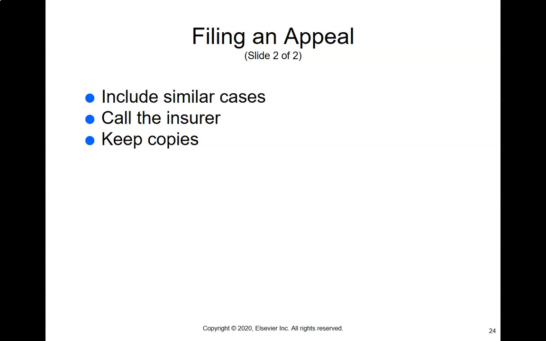Send copies of similar cases with increased reimbursement from the same insurance company, if available, from your insurance company payment history file. Call the insurance company and speak to the person who handles appeals, explaining what you want to accomplish. Send any correspondence to that person as well. And you'll want to keep copies of everything that you do.